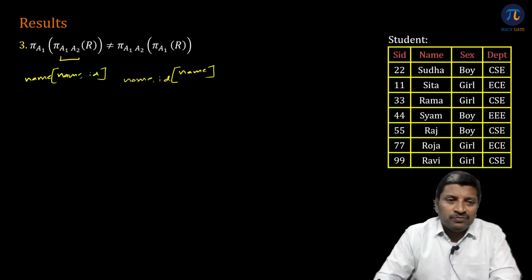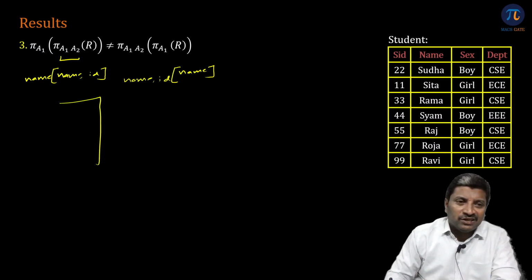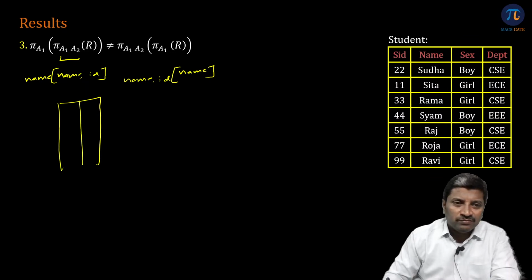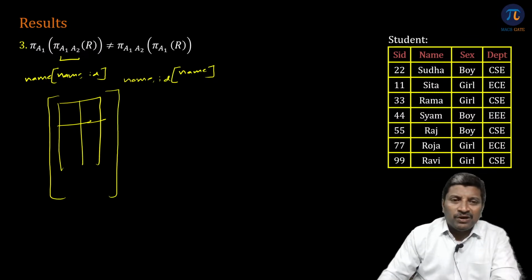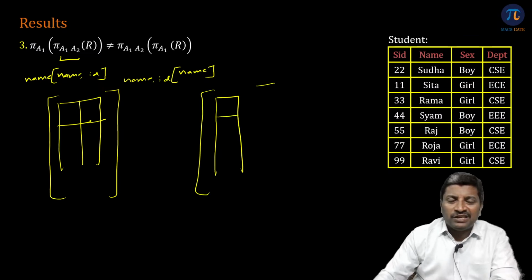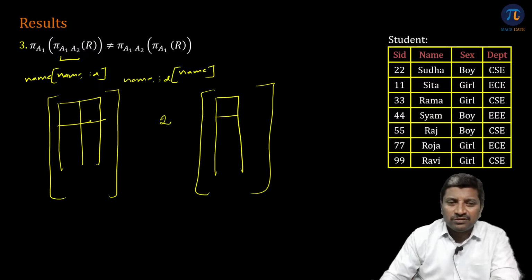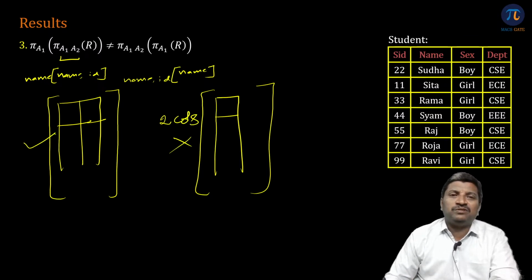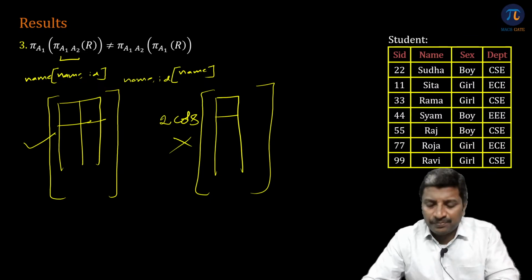Hope you understood it. In this case, we are getting the result with two columns. From this, you are filtering one column. But in this case, I have only one column. Whenever I have one column, can I select two columns from this? It's not possible. Here it is possible. That is the meaning of it.